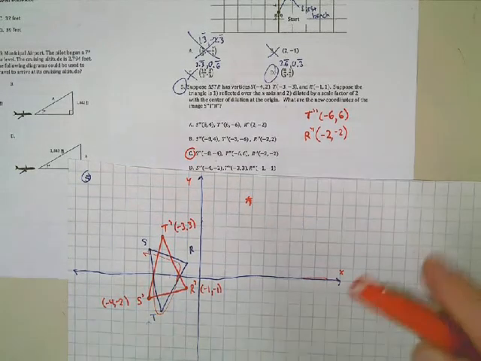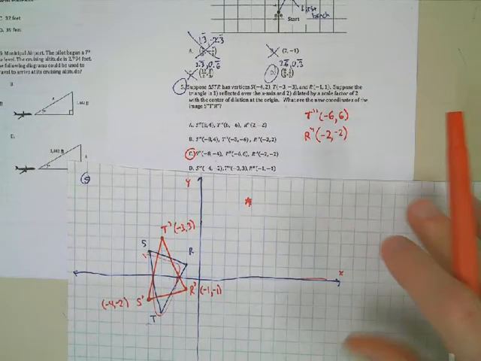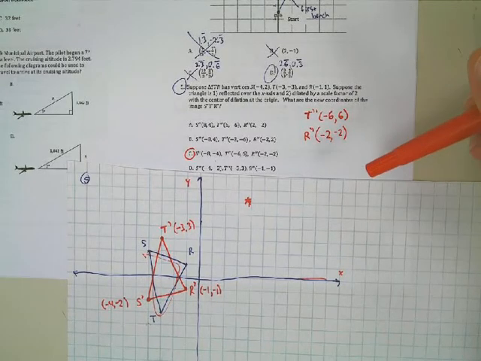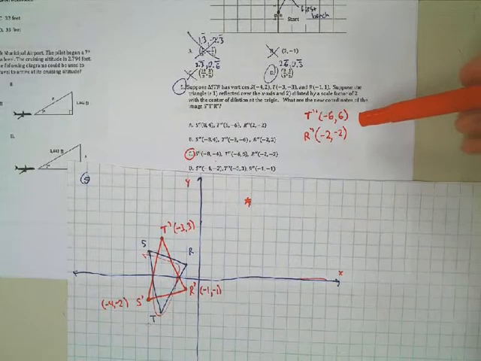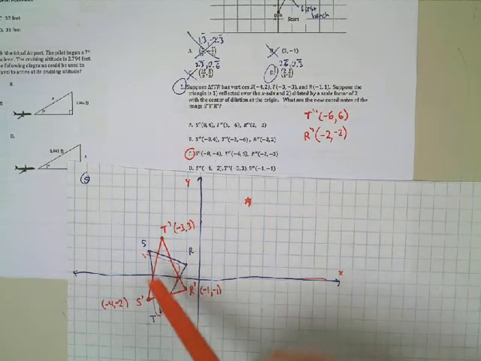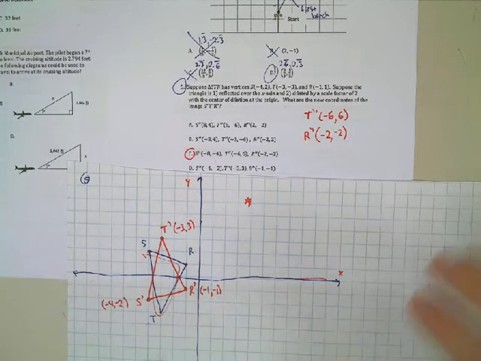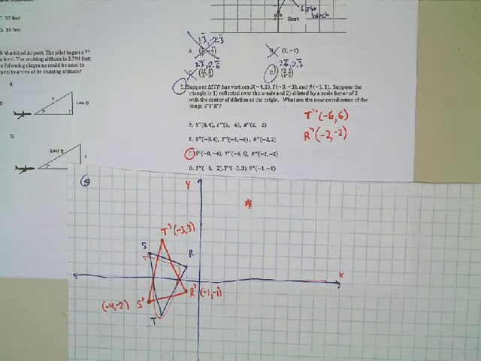Questions on any of that? So again, the dilation, that scale factor, is what we multiply our original by to get the image. The pre-image, we multiply by 2 to get the image. So we took those reflected points and multiplied their coordinates by 2.